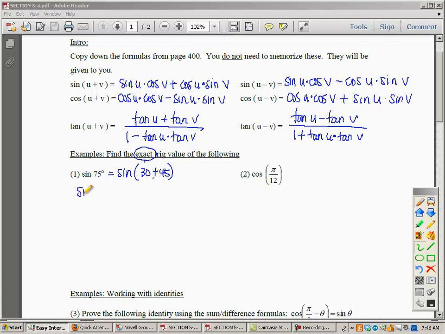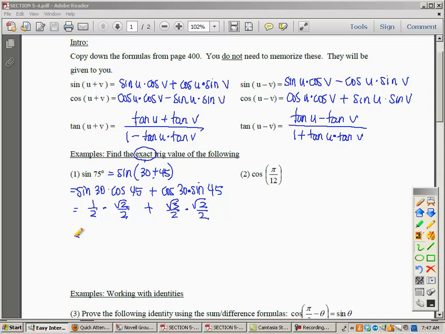So I go above and I just basically plug in my angles. So I say, okay, the sine of 30 times the cosine of 45. Sine is a plus, so you put plus the cosine of 30 times the sine of 45. Okay, and we use our exact trig values. So we go to the unit circle and we say, all right, well, the sine of 30 is 1/2. The cosine of 45 is the square root of 2 over 2, plus the cosine of 30 is the square root of 3 over 2, and the sine of 45 is the square root of 2 over 2.